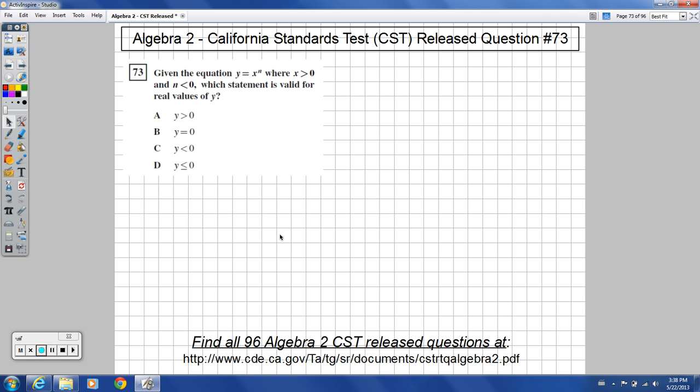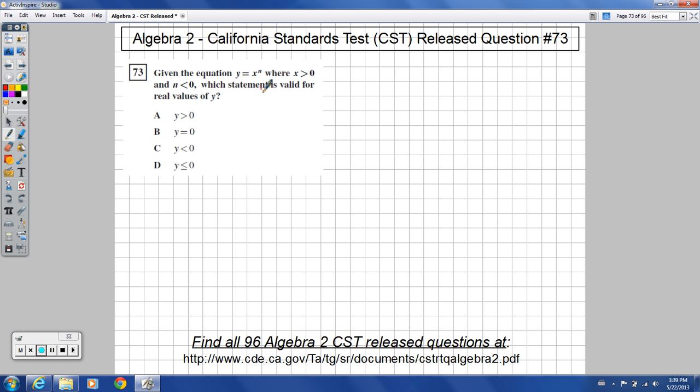It says given the equation y equals x to the n power where x is greater than 0 and n is less than 0, which statement is valid for real values of y? So real values, we can't use imaginary numbers, in other words, stuff like that.